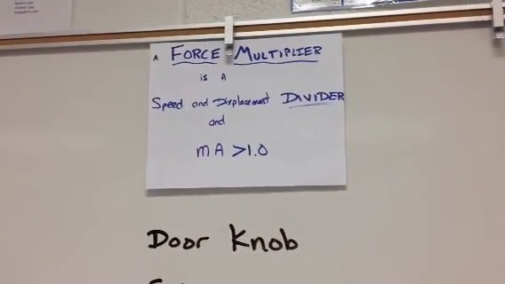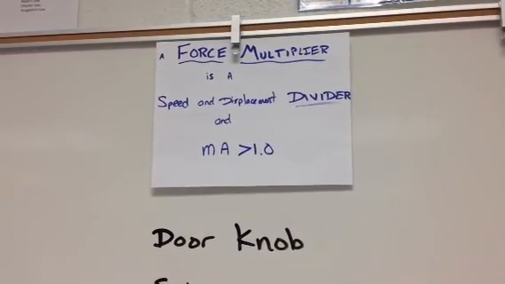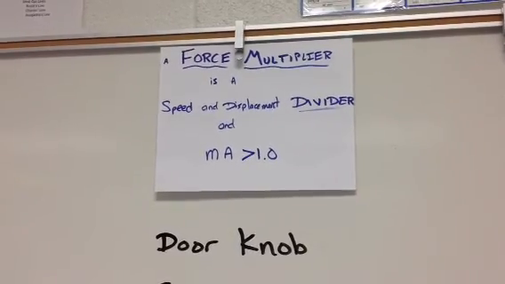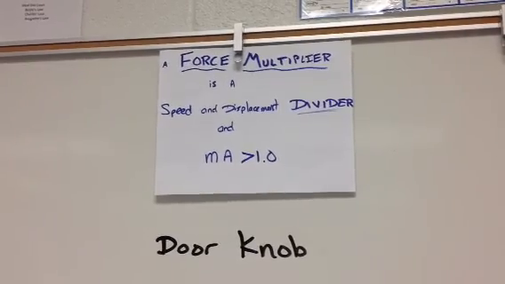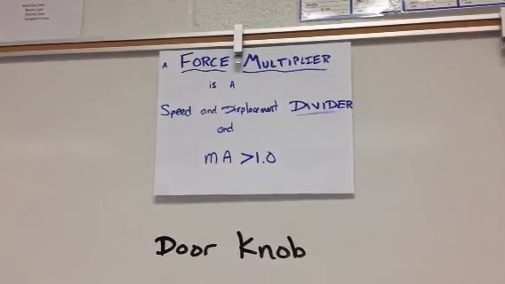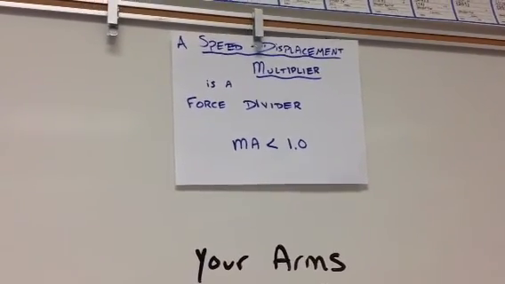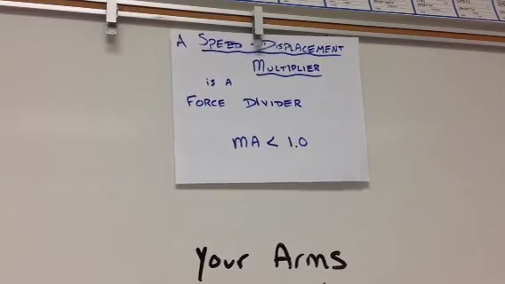But always remember, a force multiplier can be identified because it is always a speed and displacement divider. So you can just watch that machine, and if the output speed or displacement is greater than the input speed or displacement, it has to be a force multiplier. But if it makes it go faster, it's got to be a speed displacement multiplier, and as a result, unfortunately, has to be a force divider.